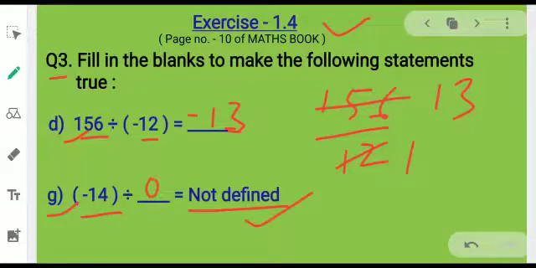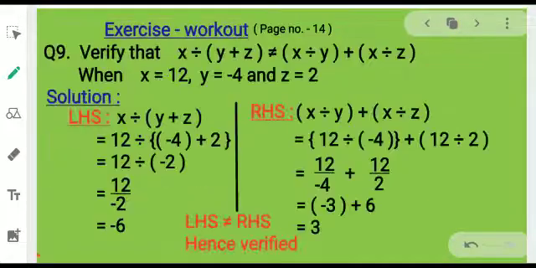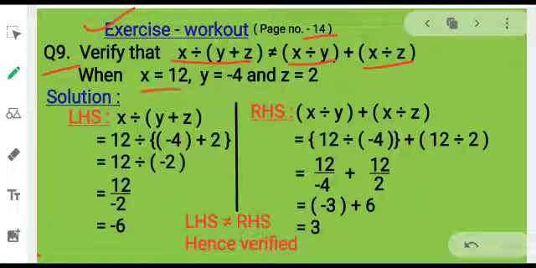Now we have one question from the workout exercise given on page number 14. Question number 9. Verify that x divided by (y plus z) is not equal to x divided by y plus x divided by z. It is similar to the distributive property. We have to prove x divided by (y plus z) is not equal to x divided by y plus x divided by z. Now we have three integers. The value of x is 12, the value of y is minus 4, and the value of z is 2.